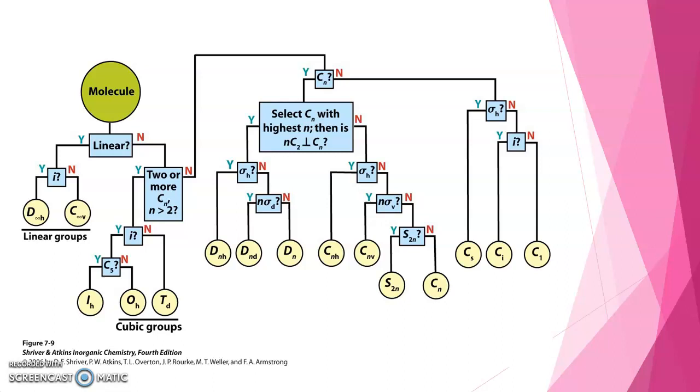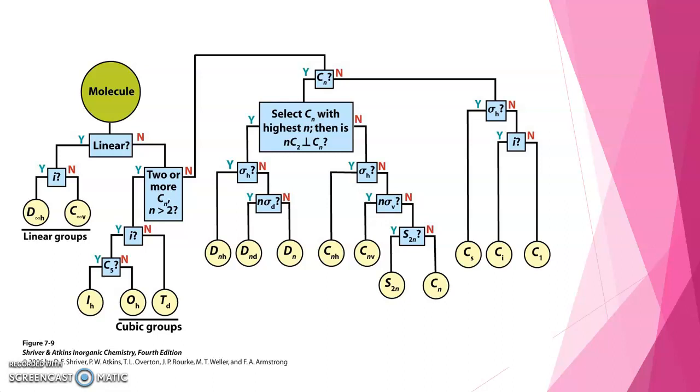If the molecule does not have such an axis, so the C5 axis is absent, then the point group of the molecule is octahedral. If the molecule has two or more Cn axes of order n greater than 2 and does not have an inversion center, then the point group of the molecule is tetrahedral. Next step: if the molecule does not contain two or more Cn axes of order n greater than 2, then we next go to the Cn axis.